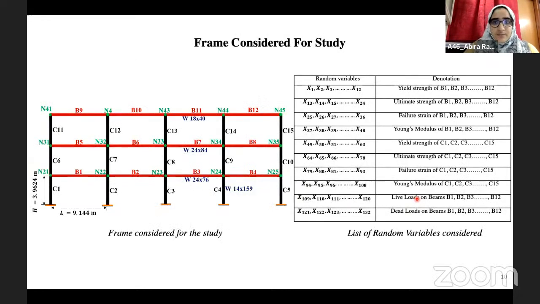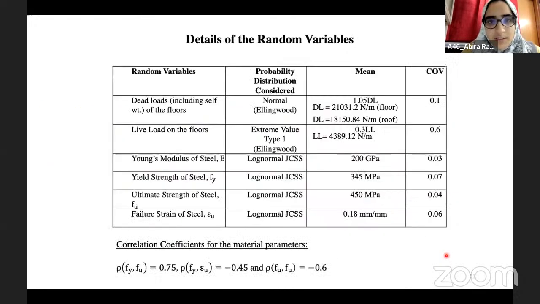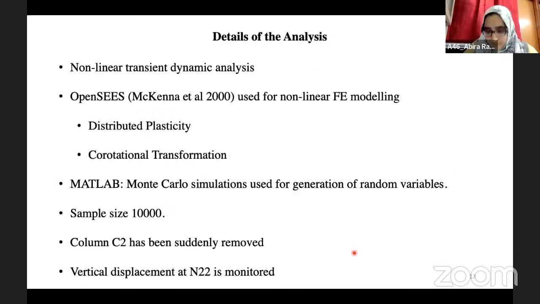So the frame that is considered for the study is this steel moment resisting frame, 4-bay 3-story frame, and a total of 132 random variables have been considered, which is shown in this table. The details of the random variables and their probability distribution is shown here, and correlation coefficients for the material parameters are given. The problem of disproportionate collapse is a highly nonlinear transient dynamic problem, and the type of analysis that is performed is nonlinear transient dynamic analysis.